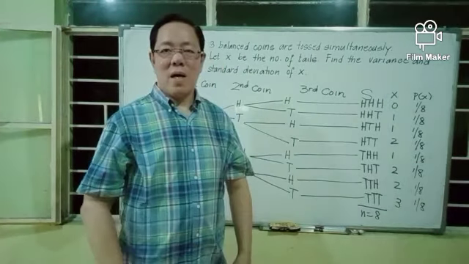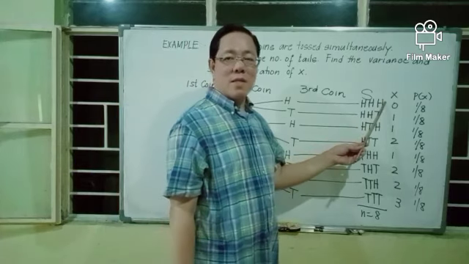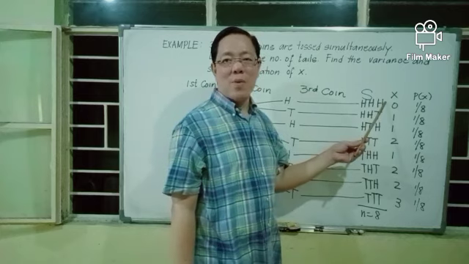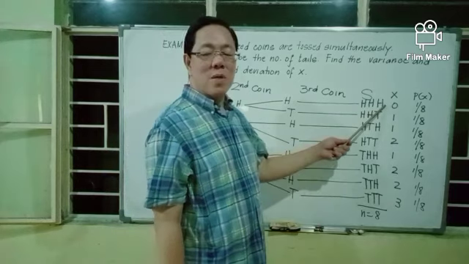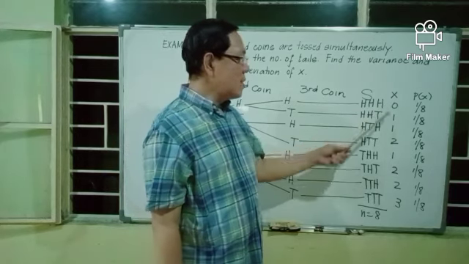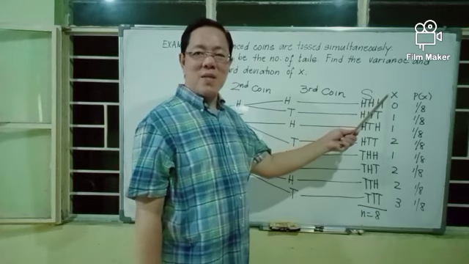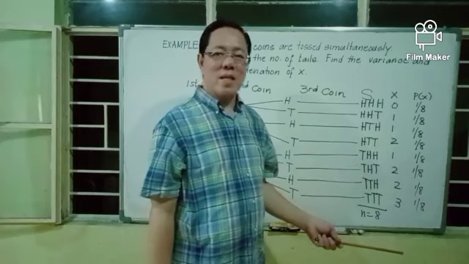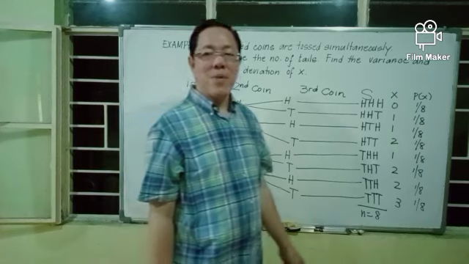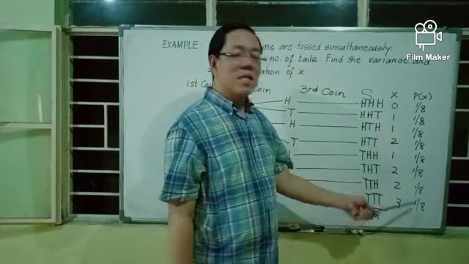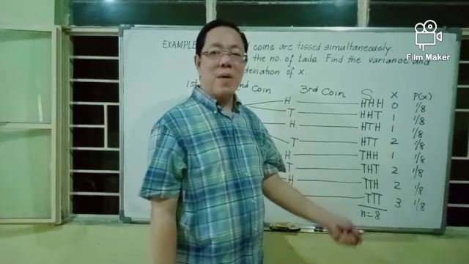And we will now construct a compact table for the probability distribution of the discrete random variable x representing the number of tails. In that probability distribution, we summarize the possible values of x, which are 0, 1, 2, and 3. And for each possible value of x, we calculate the probability of that value using the probabilities of these events with their corresponding values of x.